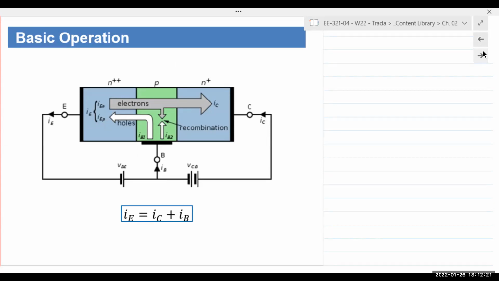Before I move on, any questions? I know we were rushed a little bit at the end, but did that explanation make sense? On why we have one junction forward biased and the other junction reverse biased, and the operation of the transistor depends on the actual physical construction of the device, as well as the amount of impurity doping that we do on each one of those junctions. Otherwise, the transistor wouldn't work. Okay. All right. So moving on.